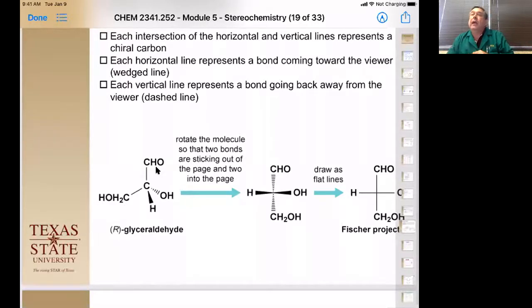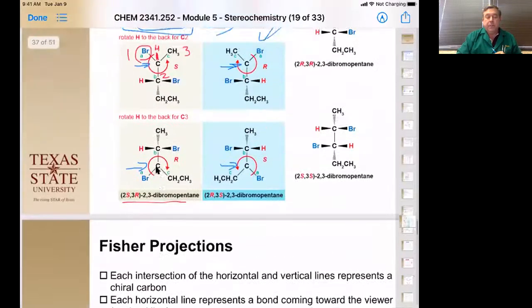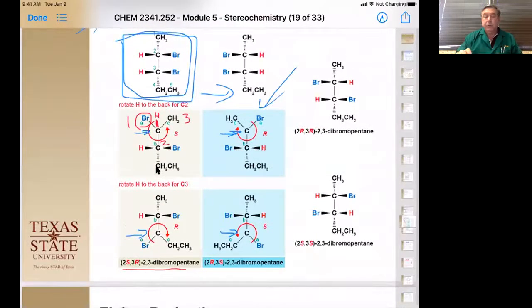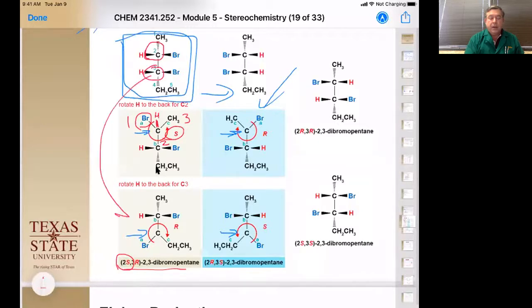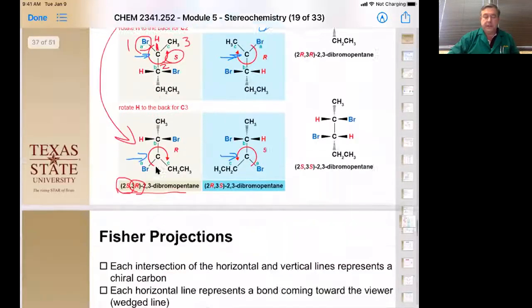Where do you get the 2 and 3 from on R and S? Okay, so on this particular one here, it was carbon number 2 right here. Notice carbon number 2 has the S configuration. So that's where the 2S comes from. Carbon number 3 had the R configuration. So that's where the R comes from. Okay. Sorry, I saw that question in the chat late.